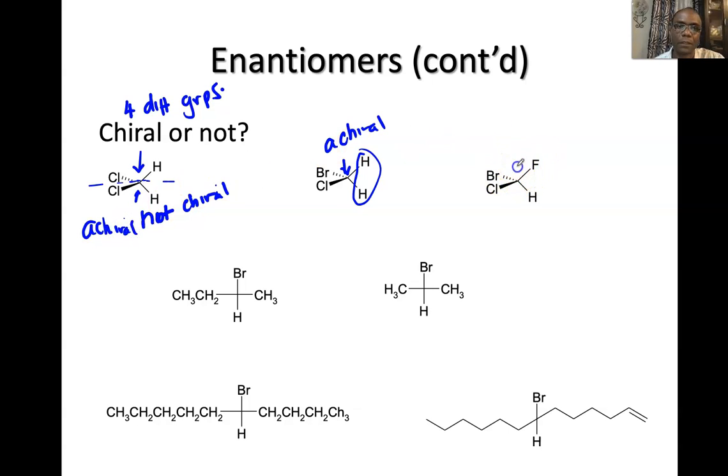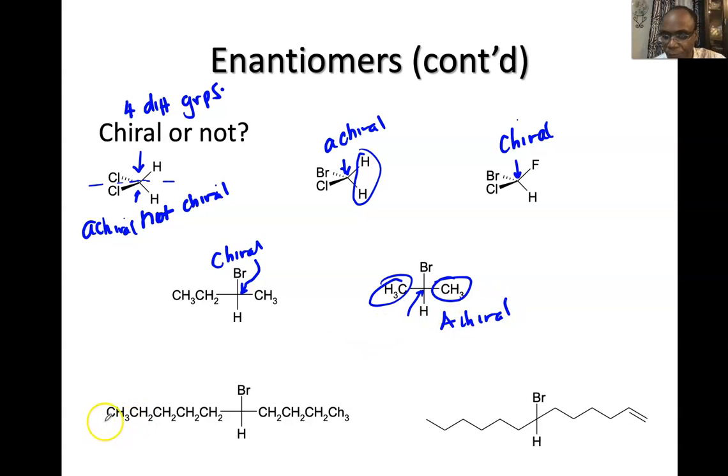What about this one? The carbon in the middle has 4 different groups. This one is chiral. What about this one? I see bromine, methyl, hydrogen, methyl. This has 4 different groups. It's chiral. And then here, there's a problem. 2 methyls sharing the same carbon. Achiral. All these carbons have at least 2 groups or atoms that are the same. Definitely the hydrogens are the same sitting on those carbons. So all those are achiral.